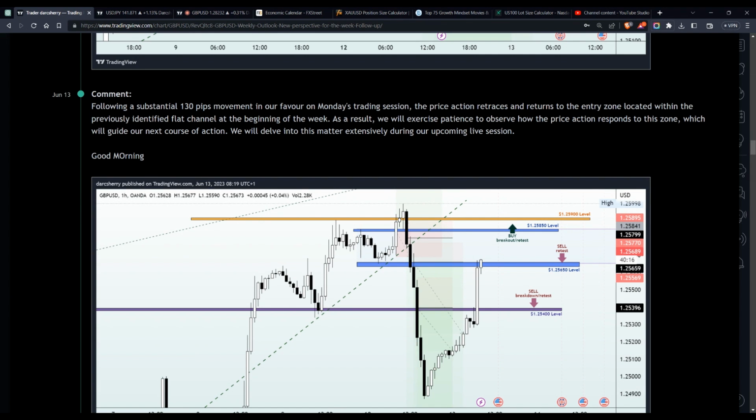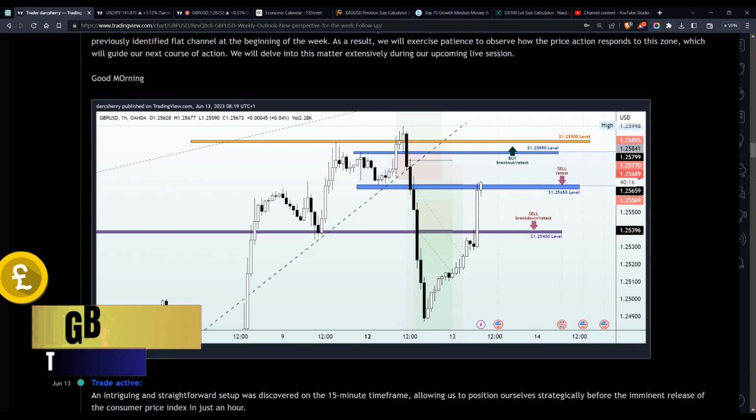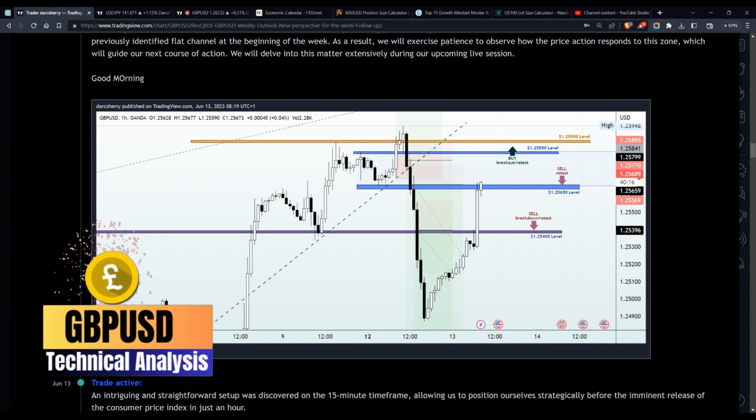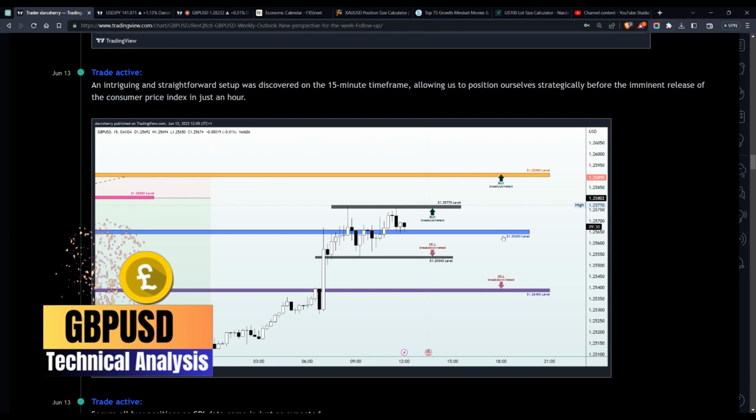And one thing I stated here on Tuesday, during our live session, I told us all that depending on how price action reacts to that key level at 1.259 will determine if we are going to be adding more sell positions or probably get ready to buy. And you look at what we saw here.